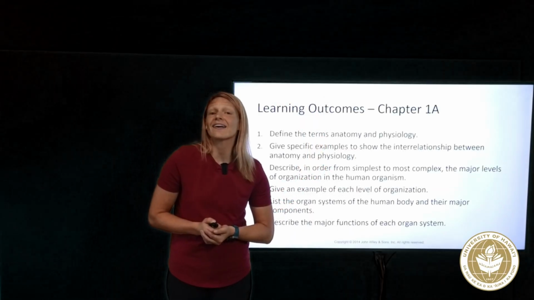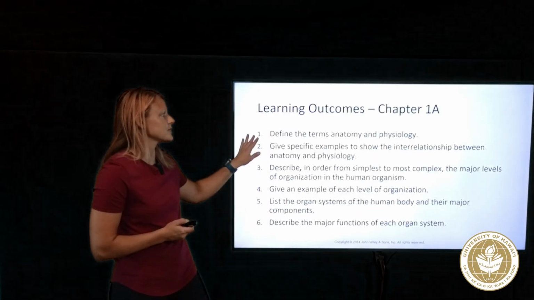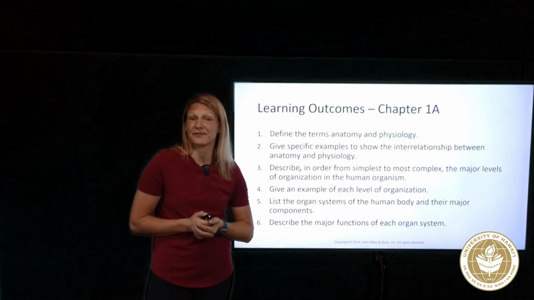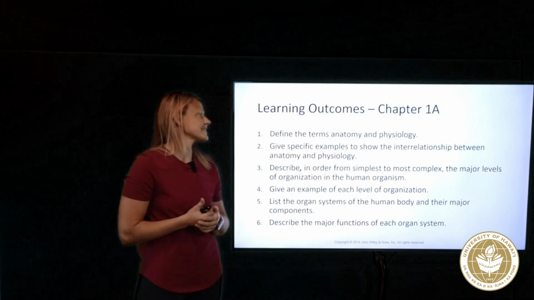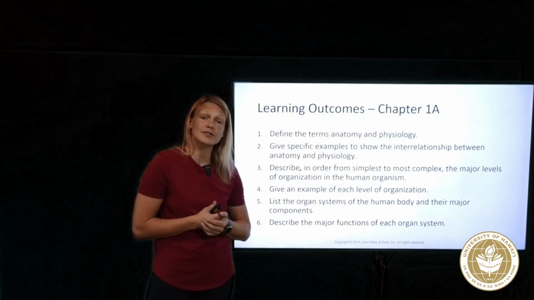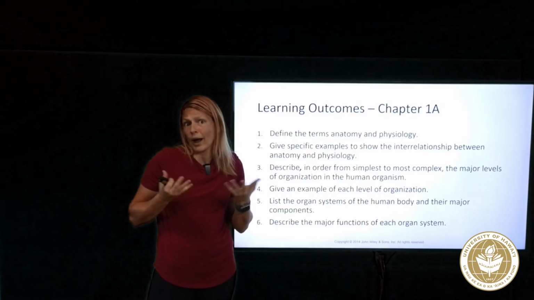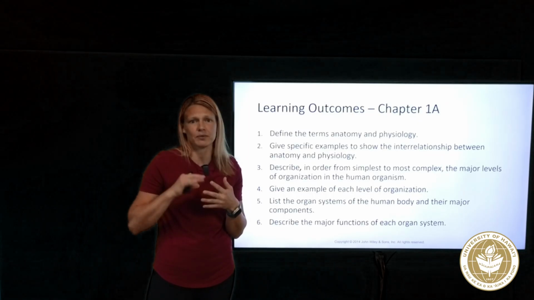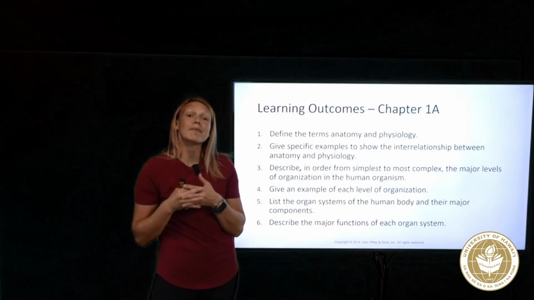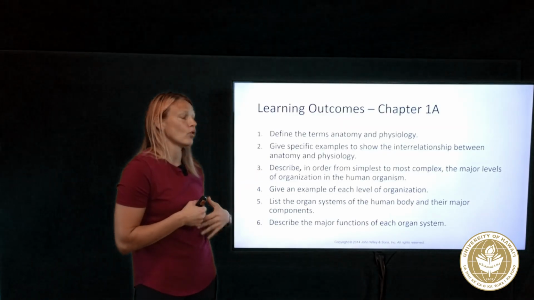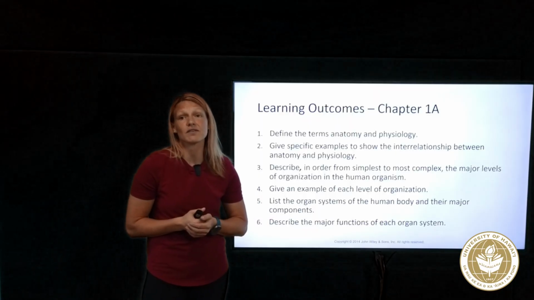In terms of our learning outcomes for the Chapter 1A lecture, first we want to define the terms anatomy and physiology. So, in anatomy and physiology, what exactly are those things? Secondly, give specific examples to show the interrelationship between anatomy and physiology. Why did we combine them into the same course? Why don't we just have anatomy and physiology separately like some universities have? Why are they combined?